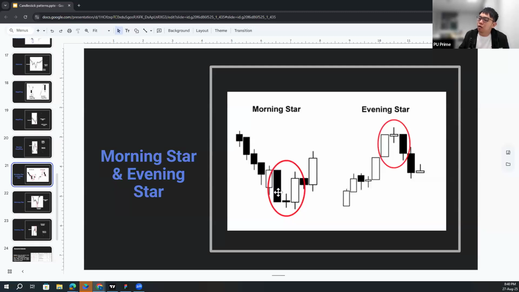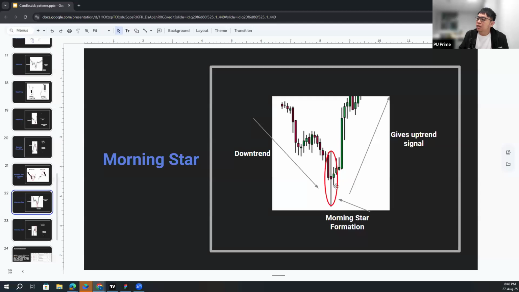We have a very long full-body candlestick, followed by a doji candlestick. Whether it is a bullish one or a bearish one, it has to be a doji candlestick. And then the next candlestick has to be a full body bullish candlestick, and for the evening star, a bearish candlestick. If it happens like this, three come together, it is a morning star and an evening star. Okay, so this is the real life example.